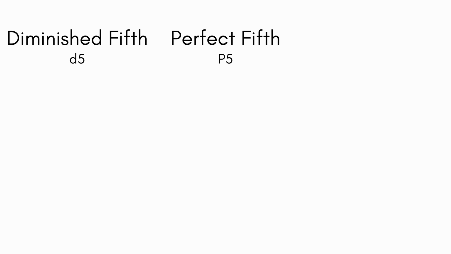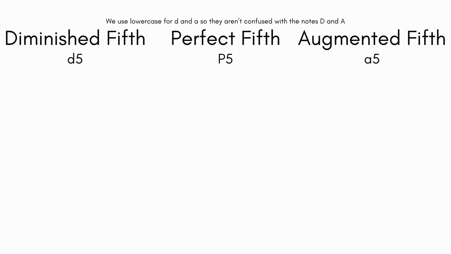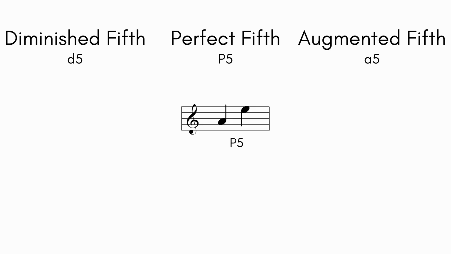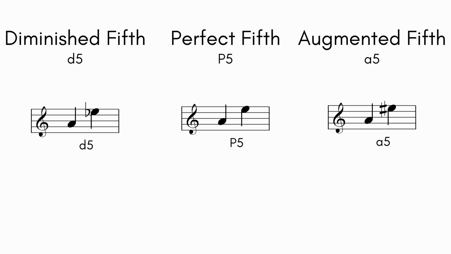Another one of the most important intervals is the fifth. There are 3 types of fifth intervals: the perfect fifth, diminished fifth, and the augmented fifth. The perfect fifth is simply the 5th scale degree up from the starting note. An augmented fifth is half a step up from a perfect fifth, while a diminished fifth is a half step down from a perfect fifth.